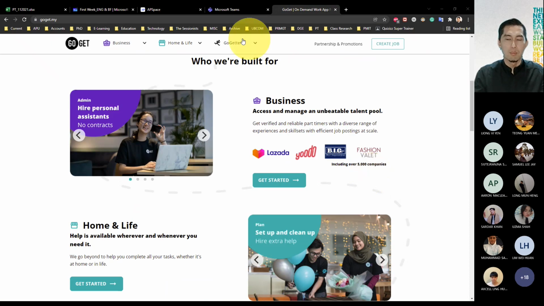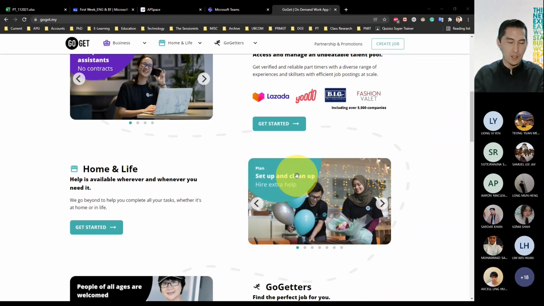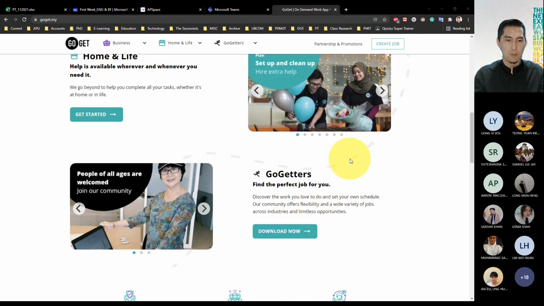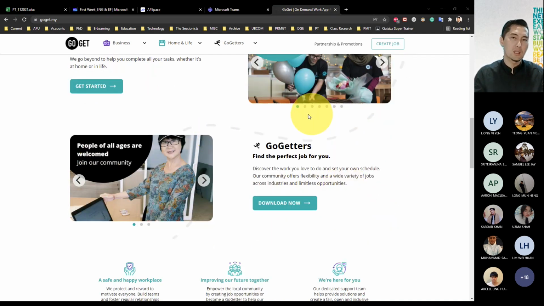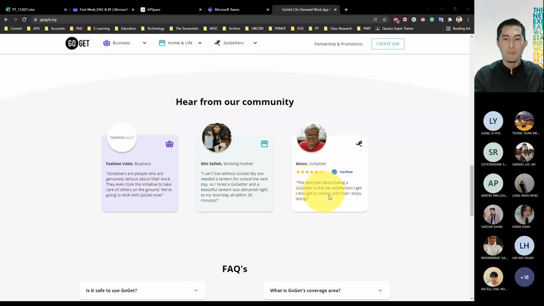So as you can see, people use the platform to find people for hiring purposes. For home and life, as you can see, set up and clean up. You can hire extra help, and if you have experience with platforms that put up freelancing jobs, GoGet includes that as well. They also have different communities that you can join, and you can gain more ideas about different types of services there.